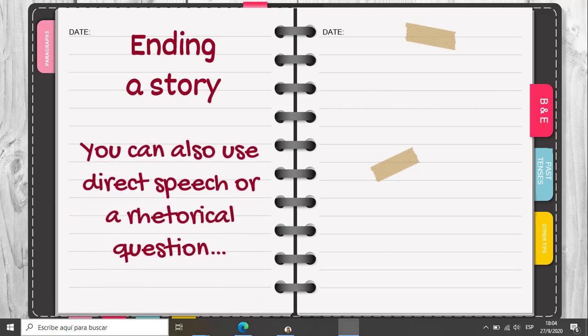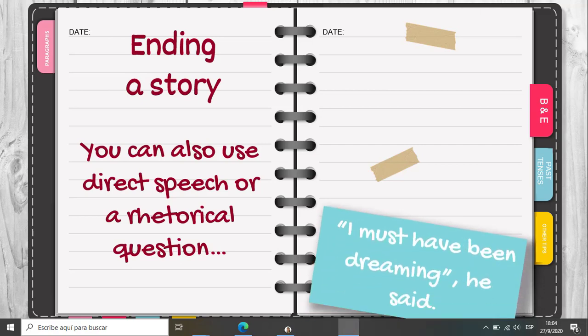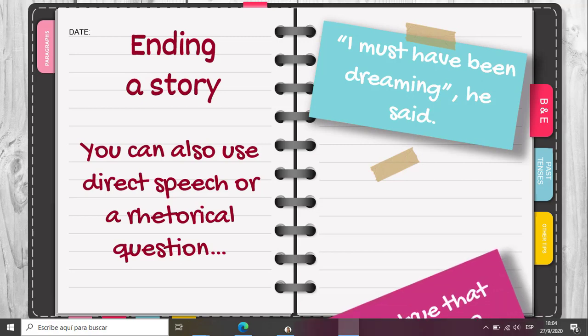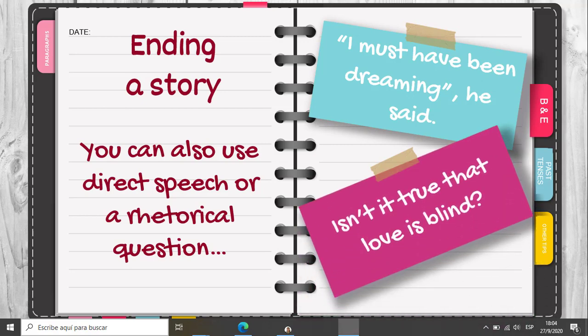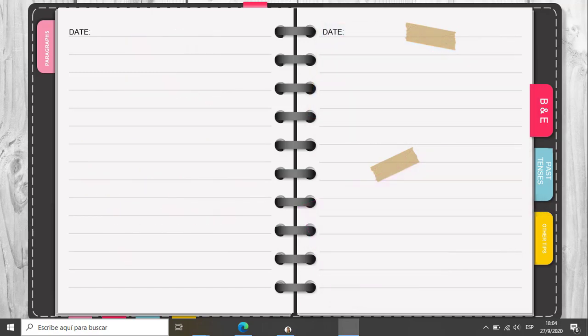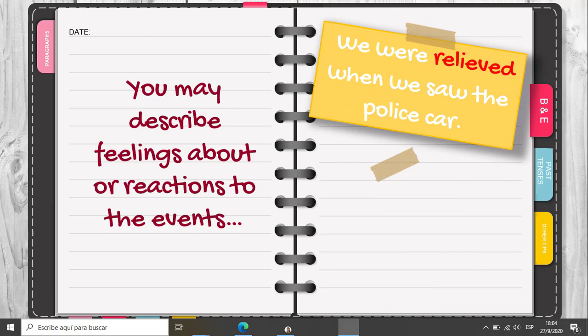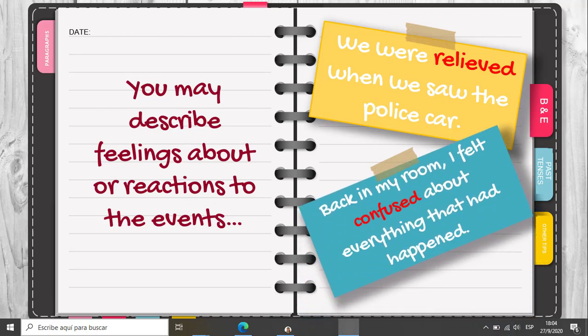Now, to end a story, you can also use direct speech or a rhetorical question. "I must have been dreaming," he said. Isn't it true that love is blind? You may describe feelings about or reactions to the events. Here are two examples. We were relieved when we saw the police car. Back in my room, I felt confused about everything that had happened.